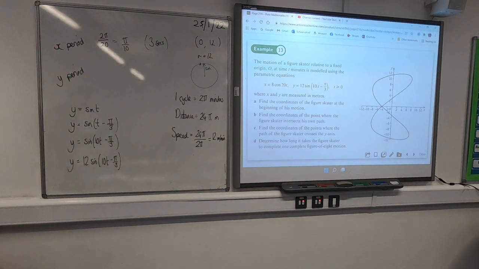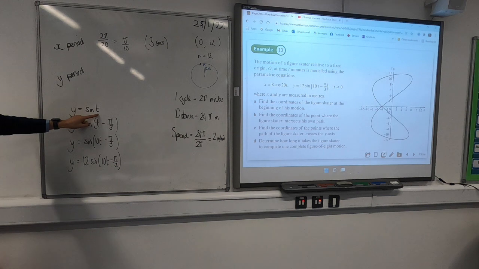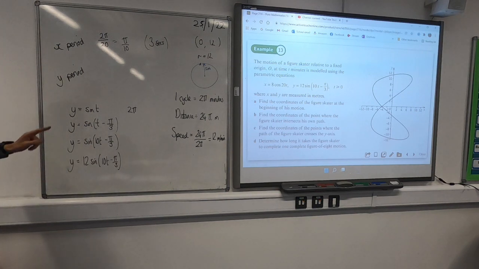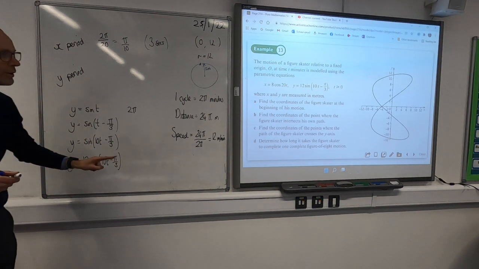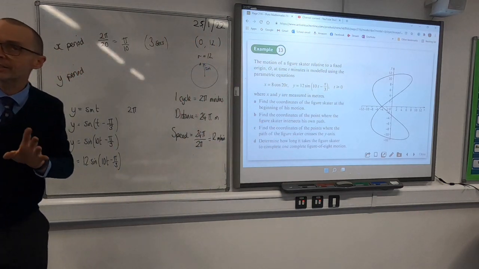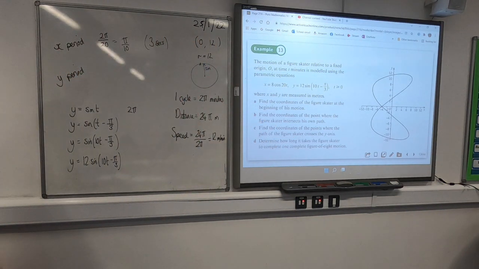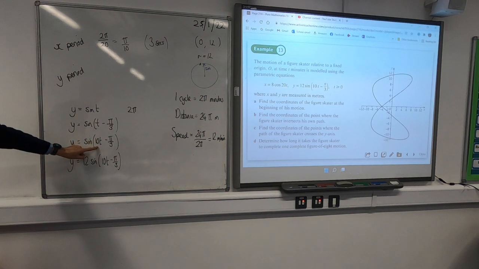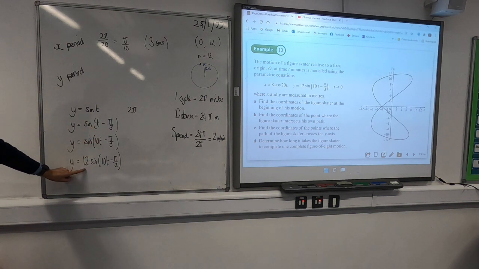Now, the y period is a bit more complicated. So what I've done is I've started with sine t, which has a period of 2 pi, and I've gone through the steps that you would go through to transform sine t into that, using the order we've previously discussed. You always start with any x translations, then anything else to do with the x, then anything else to do with the whole function, finishing with any y translations. There weren't any y translations in this case.